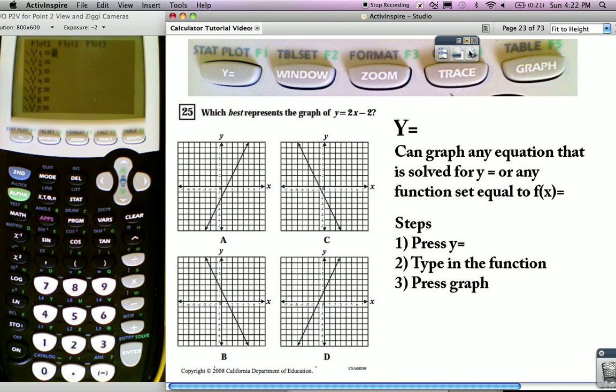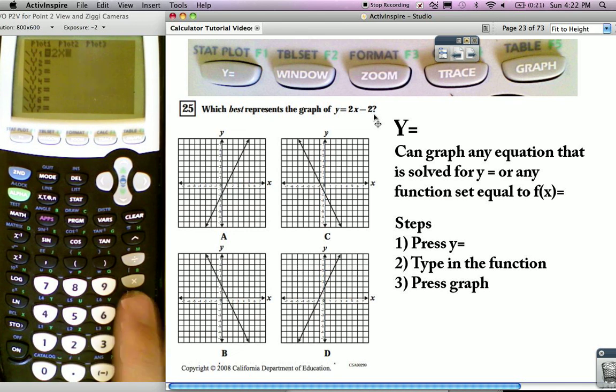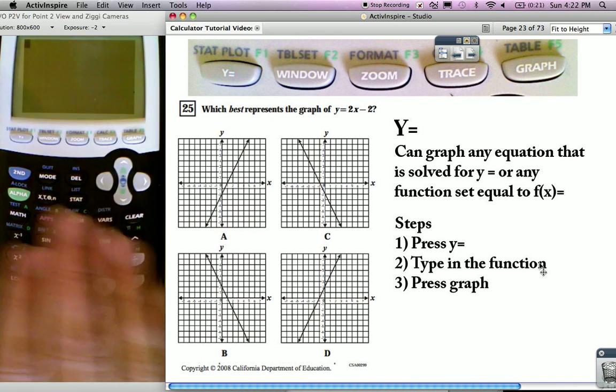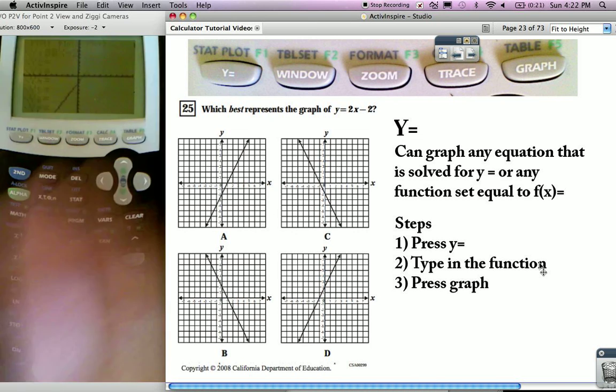All right, so here's an example from the California Department of Education. Don't want to break any copyright rules here. I took this off their state test released items. Which best represents the graph of y equals 2x minus 2? Now I know how to do this. I know y equals mx plus b. But just to show you, I press y equals, I type in the function, and then I press graph.